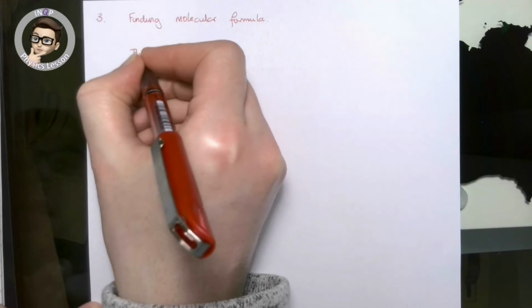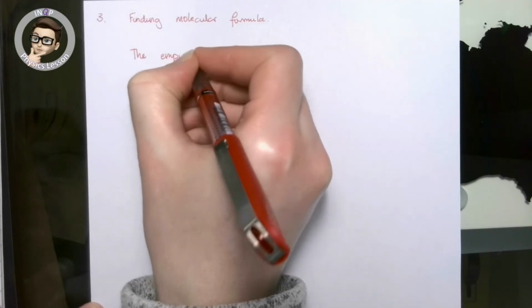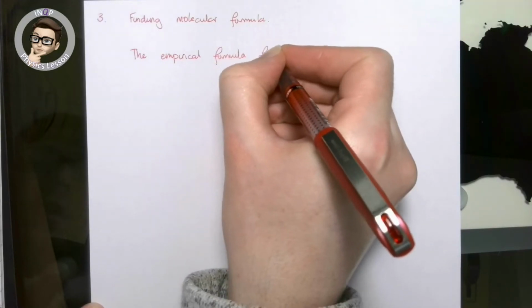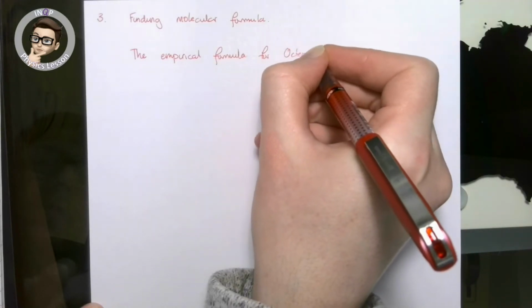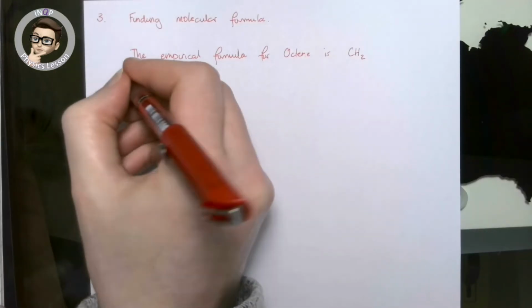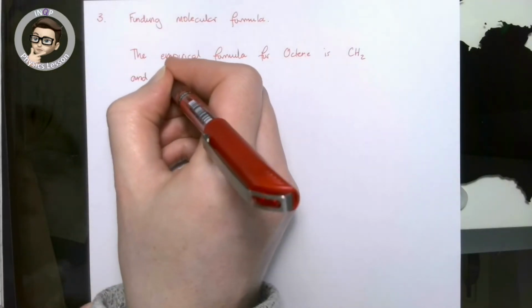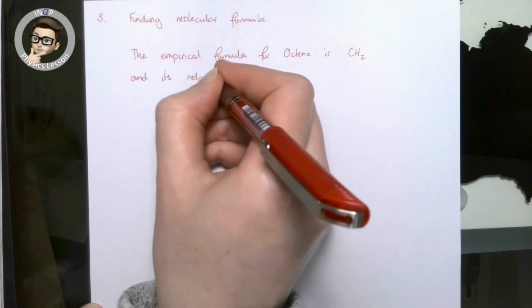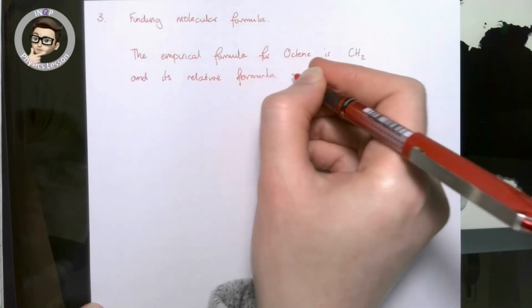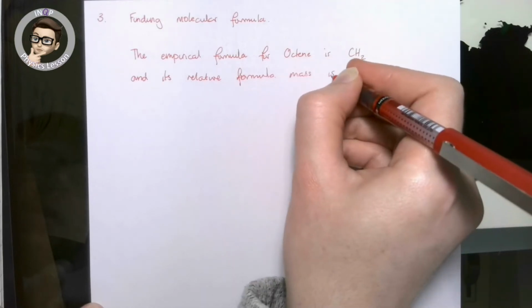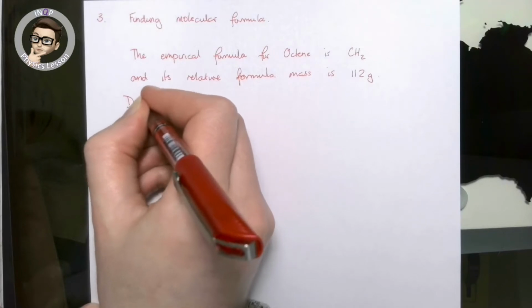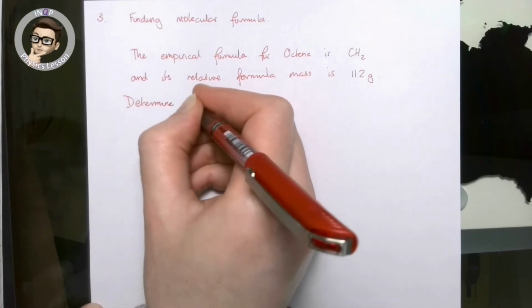The empirical formula for octene is CH2 and its relative formula mass is 112 grams. Determine the molecular formula.